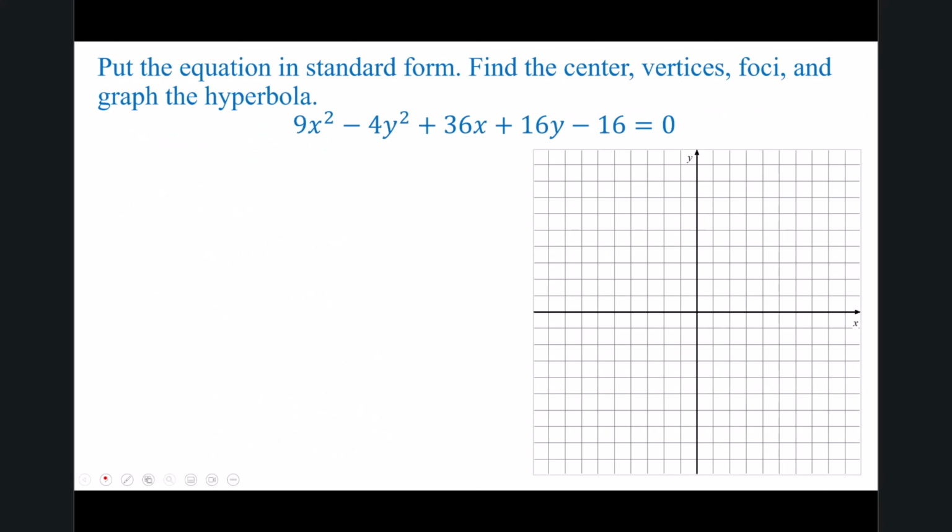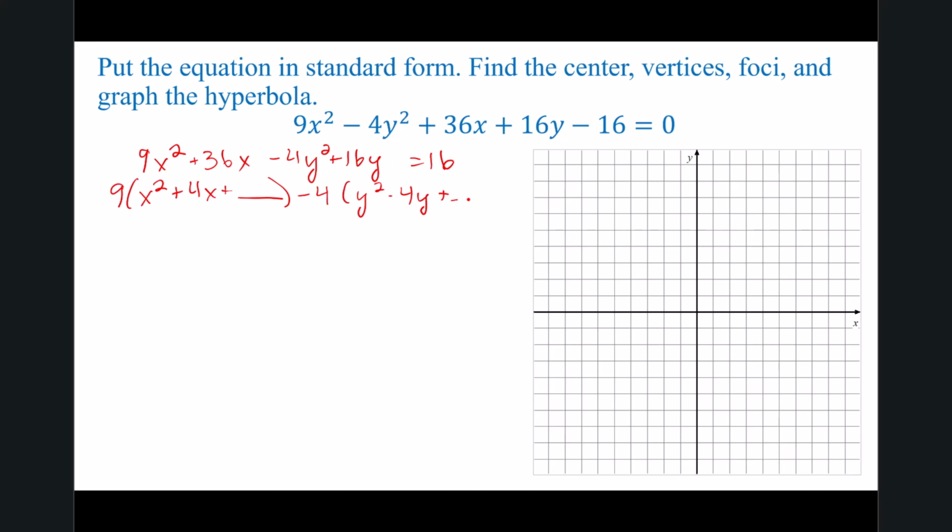Let's put this equation in standard form, then find the center, vertices, foci, and graph the hyperbola. To do that, I need to gather my x terms, 9x squared plus 36x, and next the y terms, negative 4y squared plus 16y, and I'll put the constant on the other side of the equation, so add 16 to both sides. For the x's, I'll factor out a 9, and I get x squared plus 4x, and I'll leave a blank. For the y's, I'll factor out a negative 4, and I get y squared minus 4y, and I'll leave a blank, equals 16.